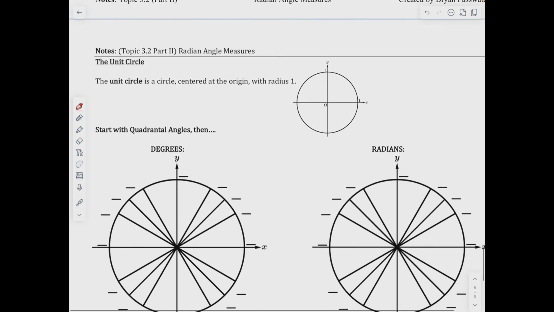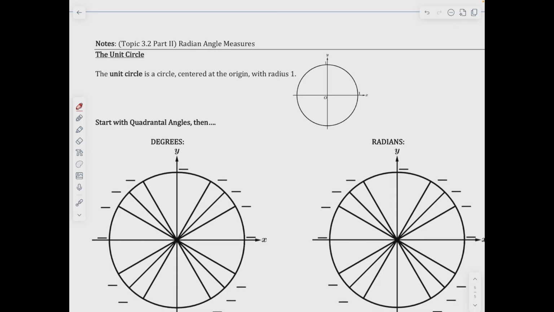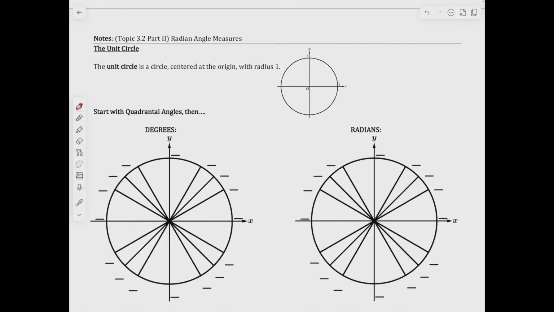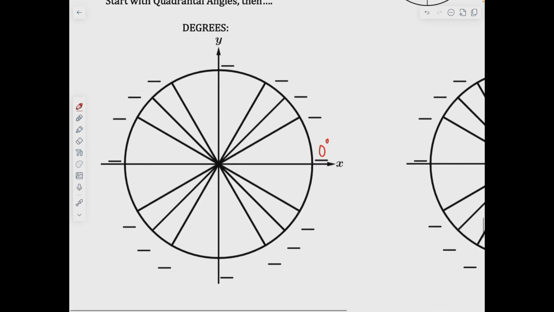Okay, so last page. Unit circle is a circle centered around origin with a radius of 1. So what that means is we're going to have to be able to fill in this circle with angles and degrees. So let's start off with 0 degrees. Okay, so 0 degrees is going to be there. Now, there's two multiples that everything is going to be based off of. It's going to be based off of 30, and it's going to be based off of 60.